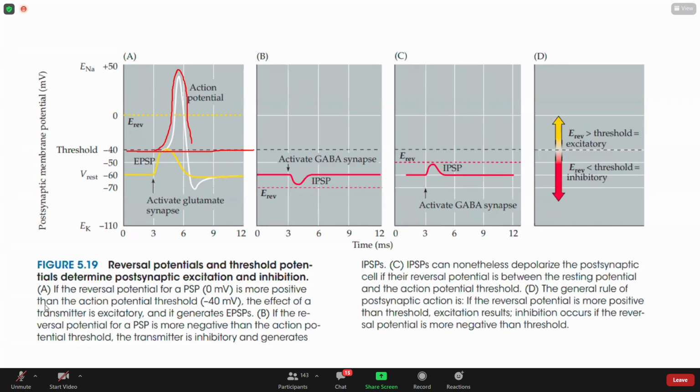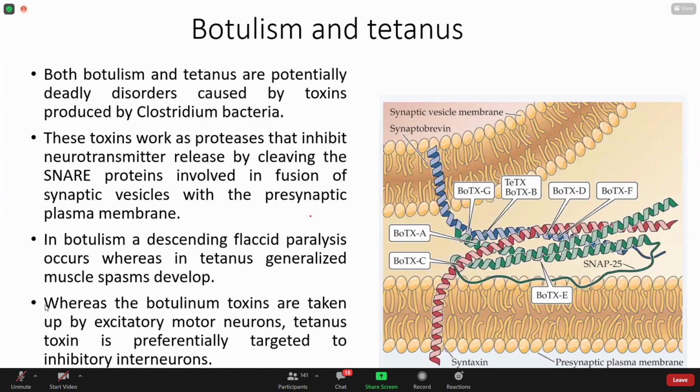Whereas the reversal potential, for example, for chloride is less than the threshold. So here, if this is the reversal potential for chloride, you can see that the inward movement of the chloride takes the membrane potential away from the threshold. And so this results in an inhibitory postsynaptic potential. Is this clear? Good. Any questions?